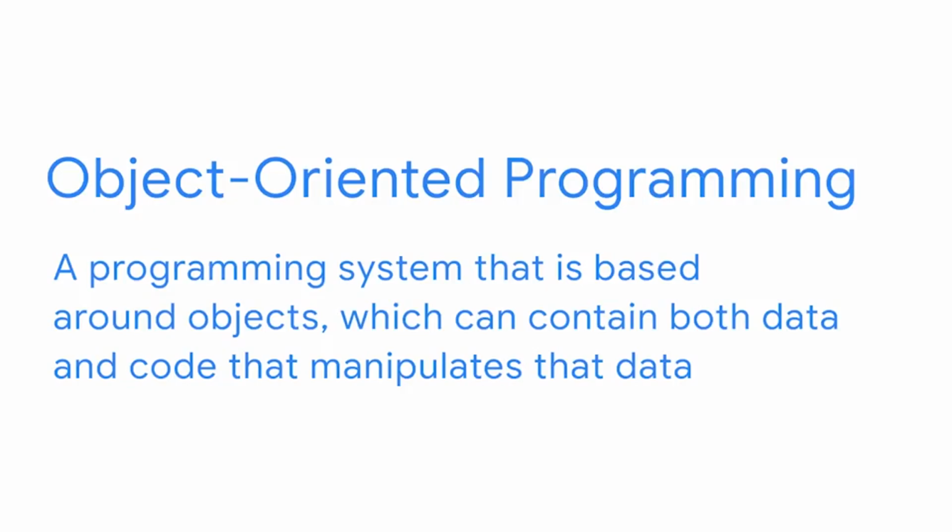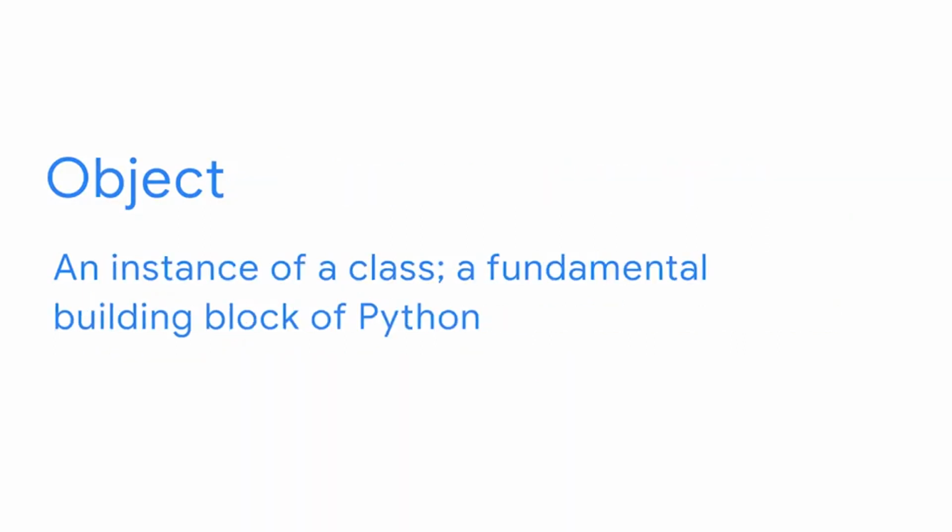Object-oriented programming is the programming system that is based around objects, which contain both data and useful code that manipulates that data. An object is an instance of a class. Think of it like a fundamental building block of Python. Lists, functions, strings, these are all objects. The main idea behind object-oriented programming is to have both data and the methods that manipulate it within objects, allowing for more organized, accessible, and reusable code.